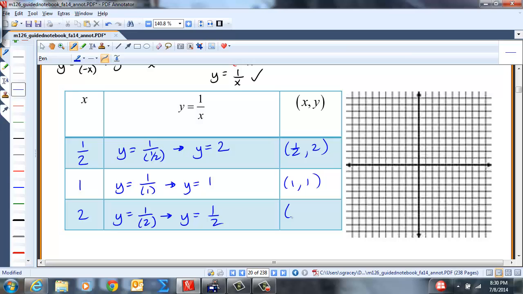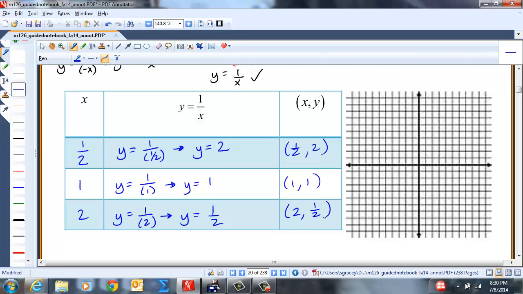So the way symmetry will help us is, the symmetry about the origin is telling us that if 1/2, 2 is on the graph, then negative 1/2, comma negative 2 is also a point on the graph. So we can do the same thing with the other two to get the other side of the graph.